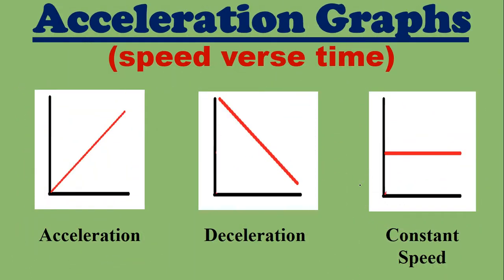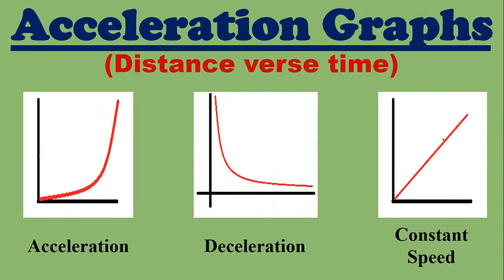Now, acceleration graphs do exist. You have speed versus time. Speed on the y, time on the x. This first one represents acceleration, the second one represents deceleration, and the last one represents constant speed because you're not changing your speed over the given time.